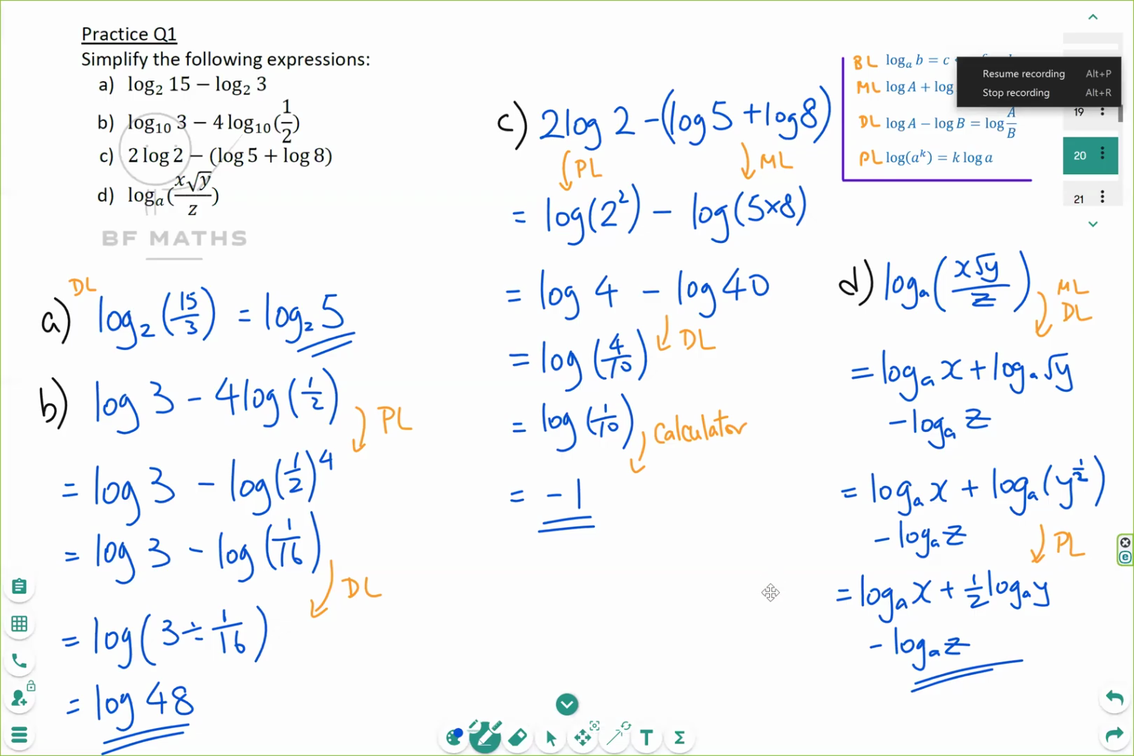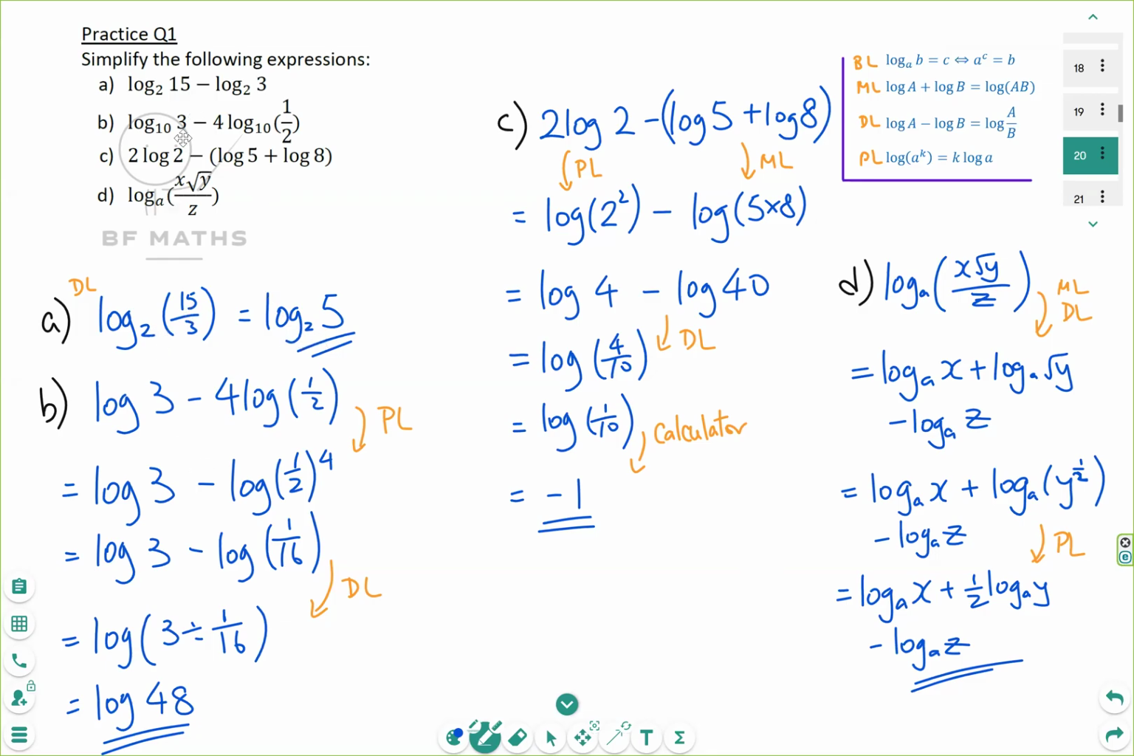Here are the answers. I try to be as explicit and explanatory as I can, showing you where I apply the laws. Question A, quite simply, we apply the division law, DL. If you look at the key on the top right, you know what each one stands for. Division law means log A minus log B means log A over B. The base is not 10, therefore we write 2.